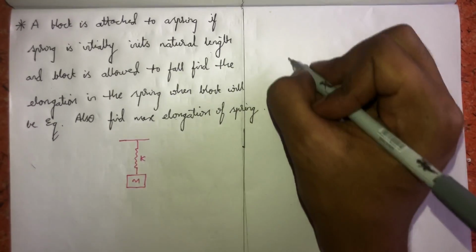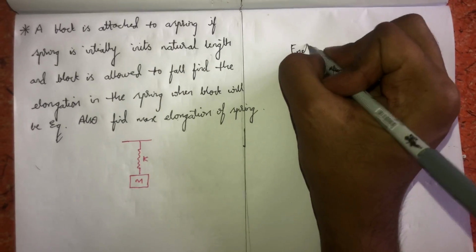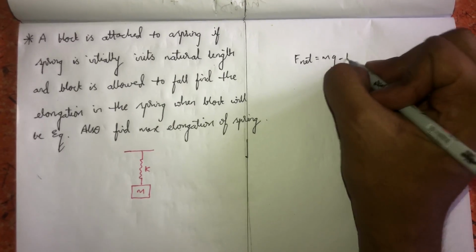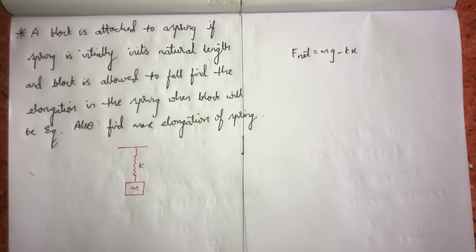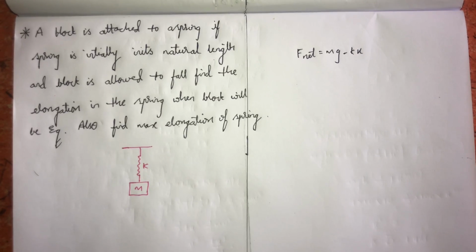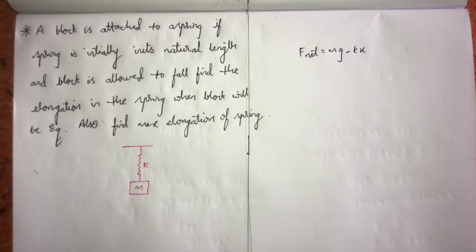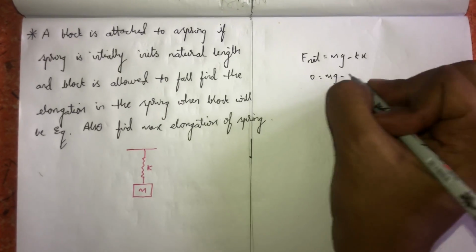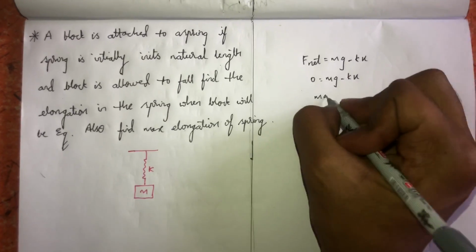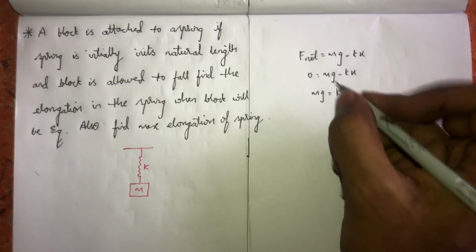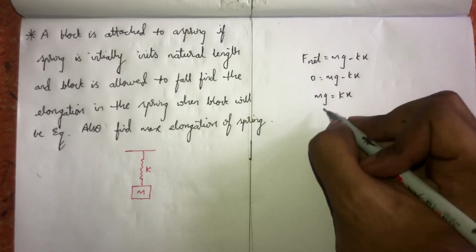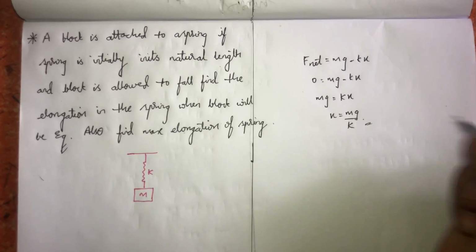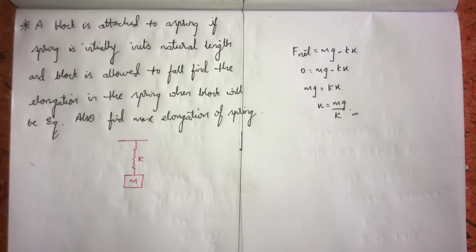Here F net will be equal to mg minus kx, as they ask us to find the elongation of the spring when the block is in equilibrium, so that acceleration will be equal to 0. That is F net will be equal to 0, equal to mg minus kx. So mg will be equal to kx. Then the value of x will be equal to mg by k. So elongation will be equal to mg by k.